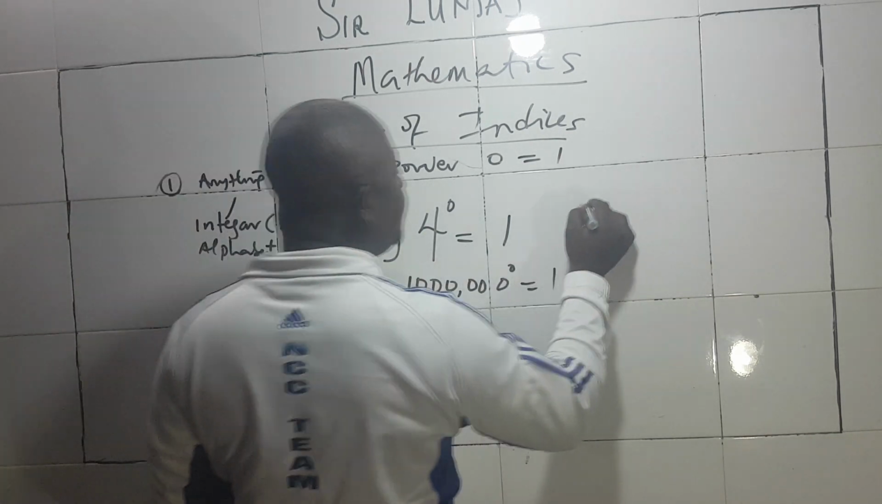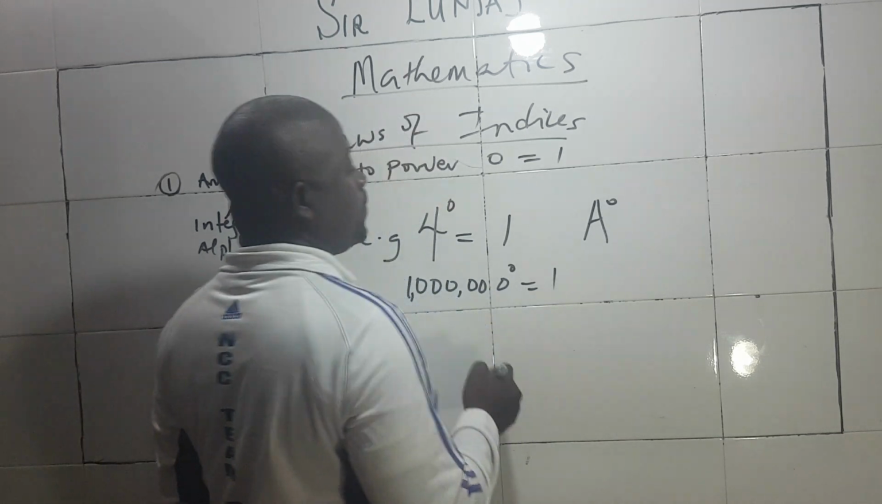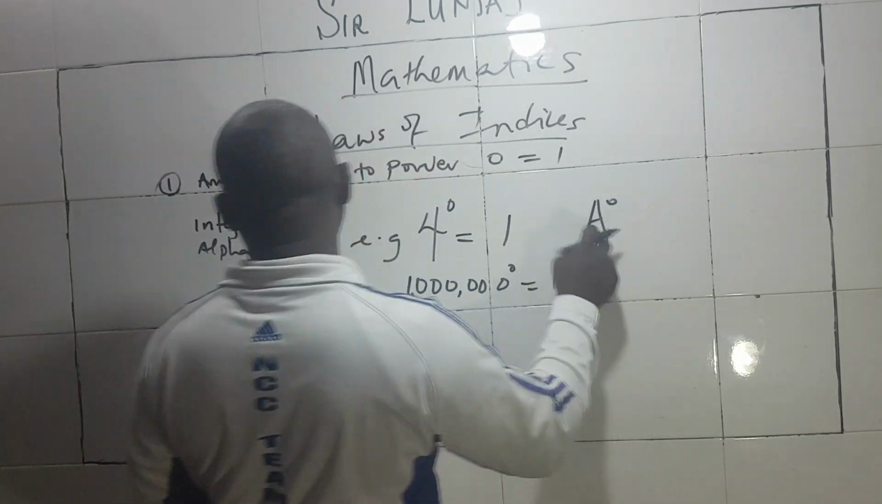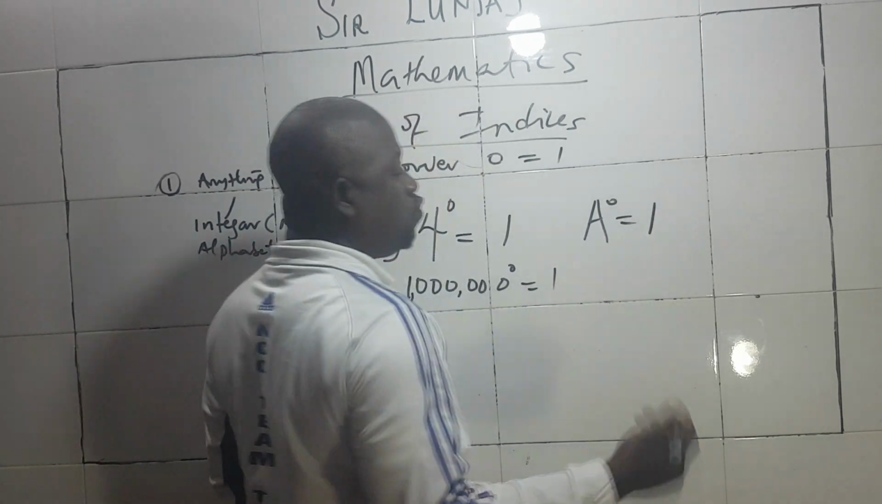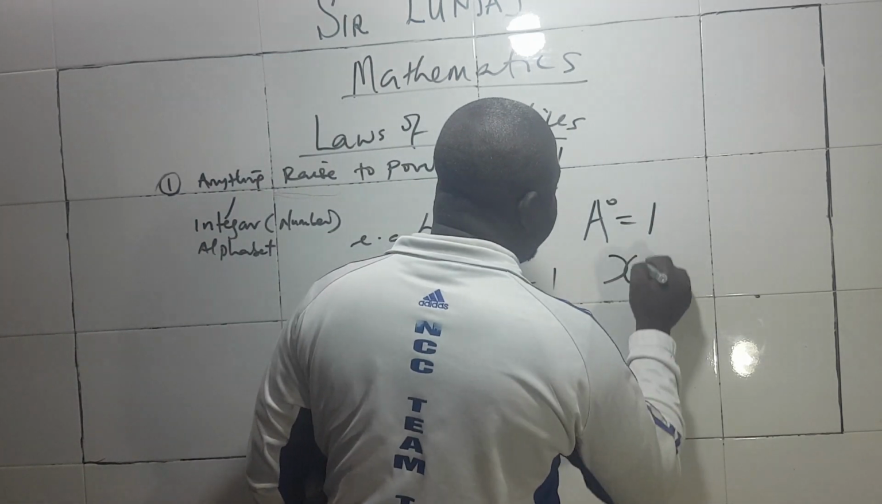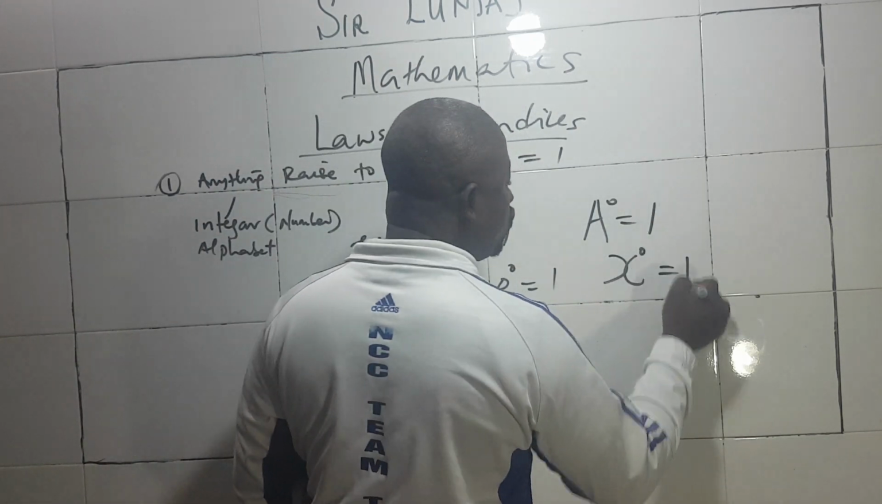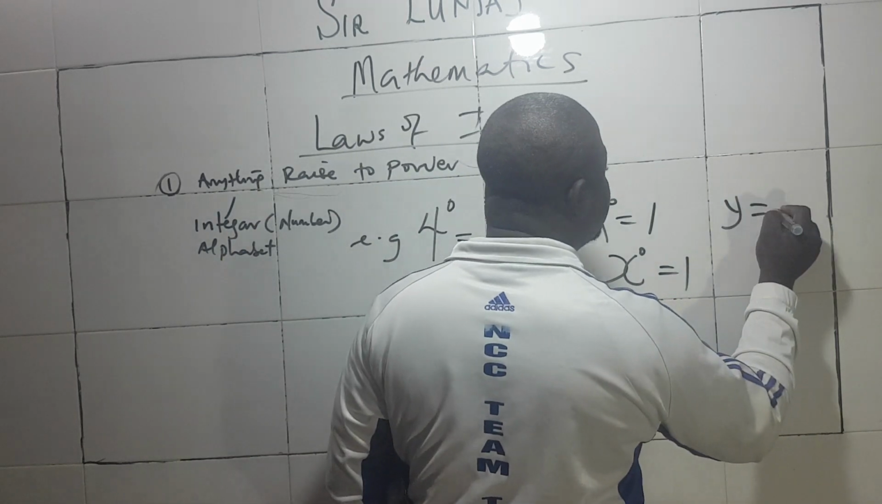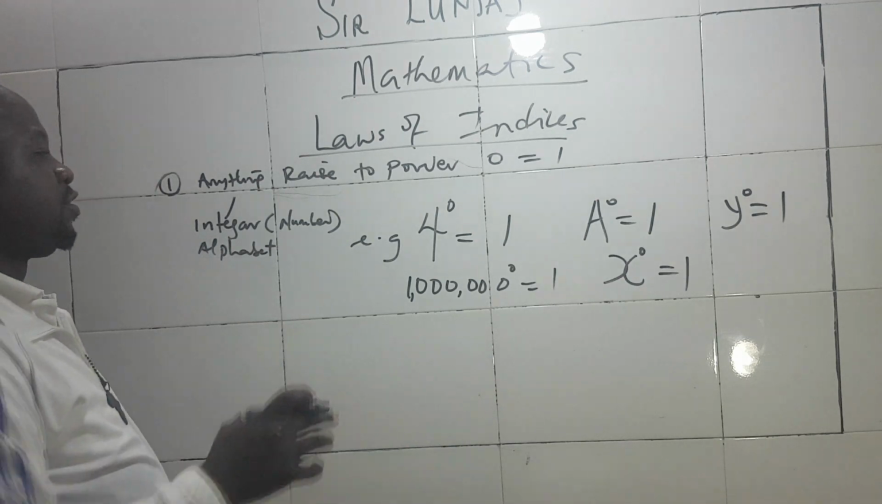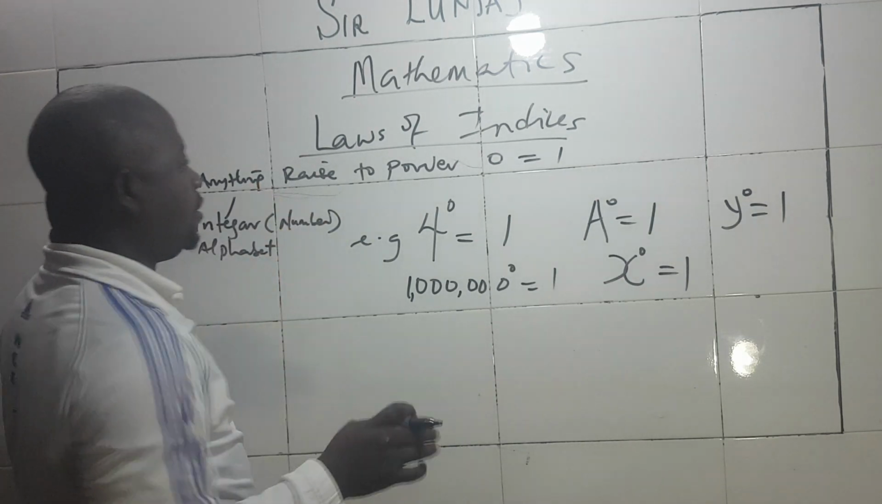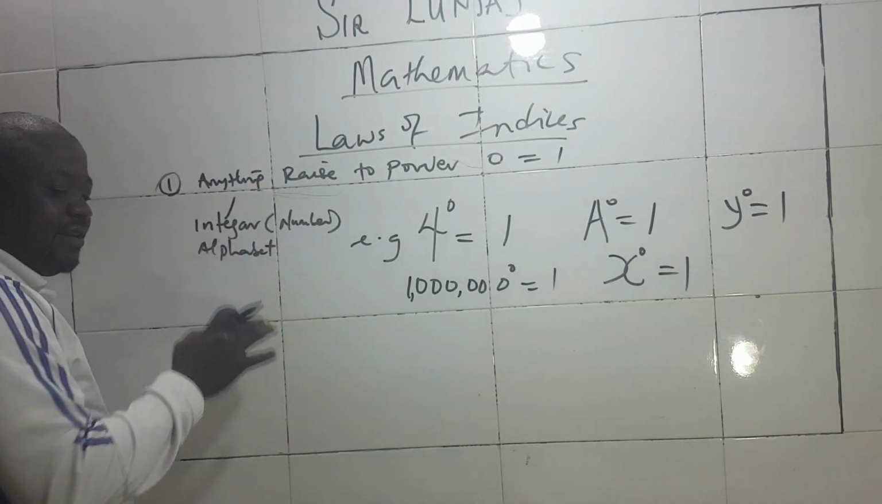Then you can say a raised to power 0, an alphabet now. A is also part of anything. A raised to power 0 is equal to 1. Even if I have x, x raised to power 0 is equal to 1. If I have y, y raised to power 0 is equal to 1. That is rule 1 in the laws of indices.